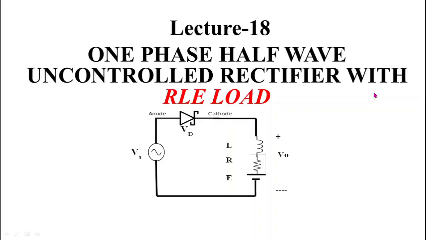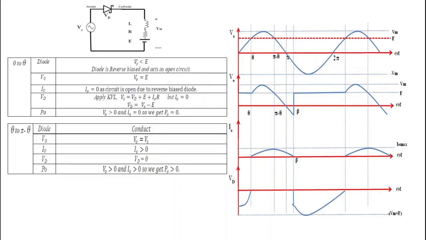This is lecture number 18 and today we are going to start the one phase half wave uncontrolled rectifier with RLE load. So this is the circuit diagram of the rectifier. Here we can see that the load is RLE type. RLE means the load has inductance L, resistance R and EMF E.